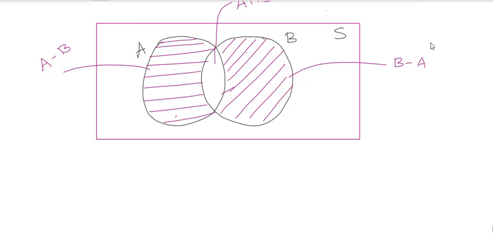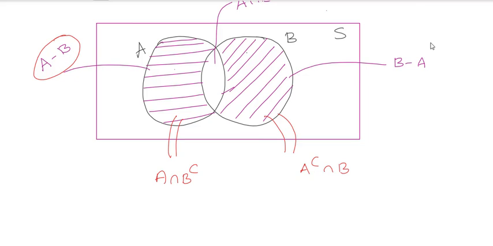What I'm telling is, only A means this itself. Check it out here: this is A minus B, and A minus B I can represent as A intersection B complement. Similarly, B minus A is nothing but A complement intersection B. Shall I write it as such? Yes or no?